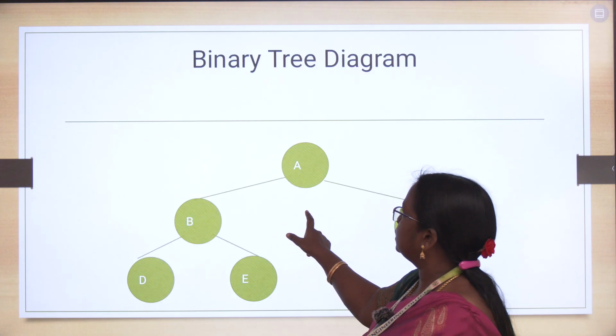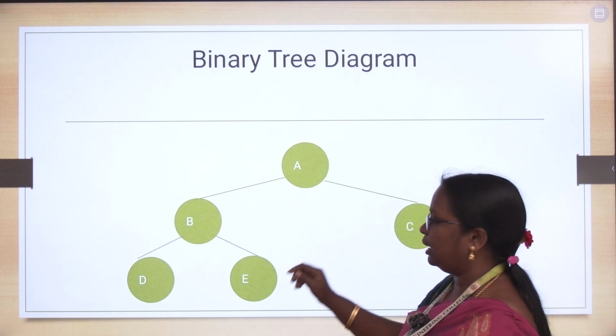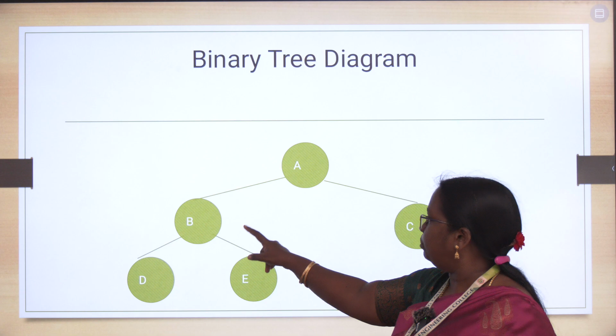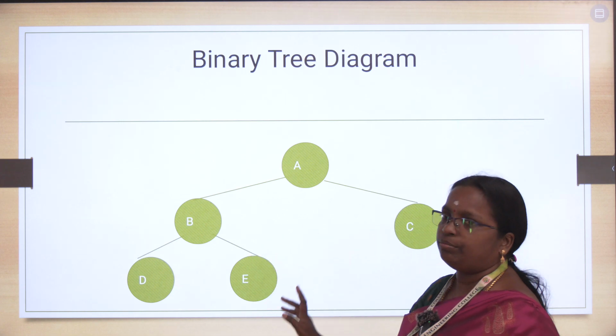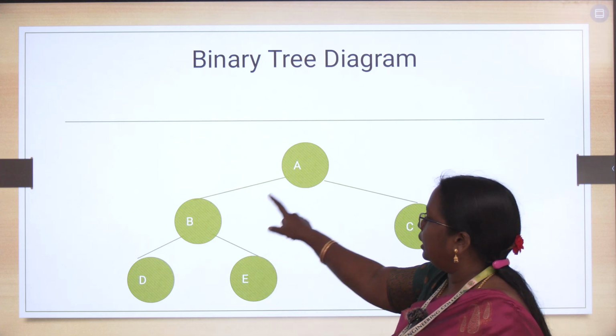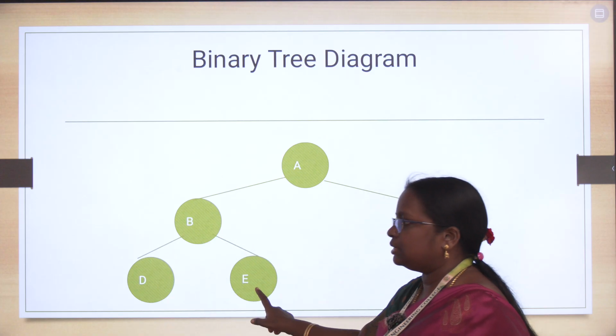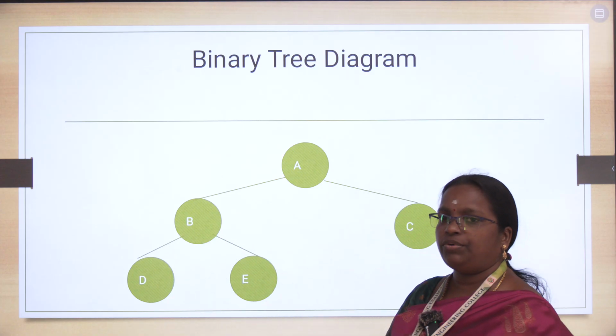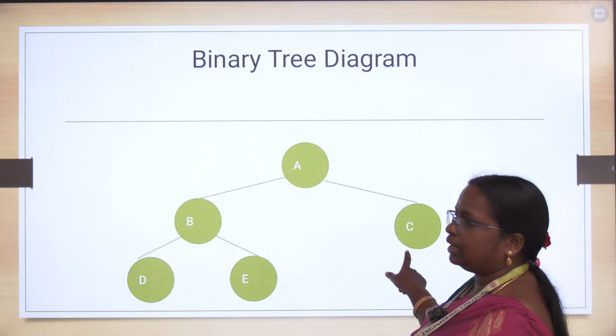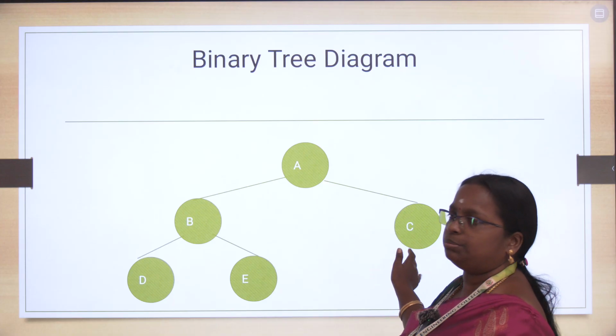What tree structure do we have? This is a binary tree diagram. You have B, C, D and E. A is the root node, B is a parent, D and E are child nodes, and C is also a node. The C we can call a leaf node because there are no subtrees.